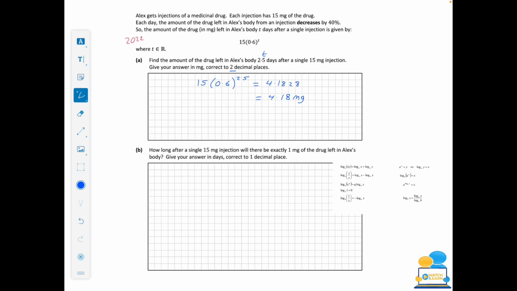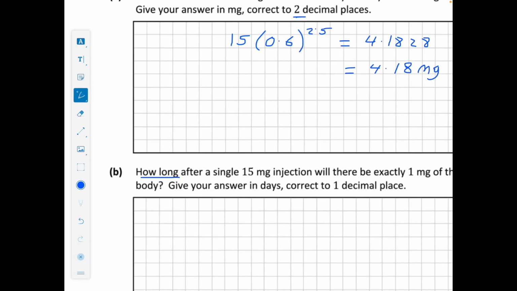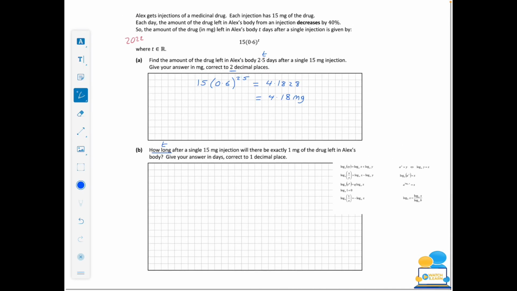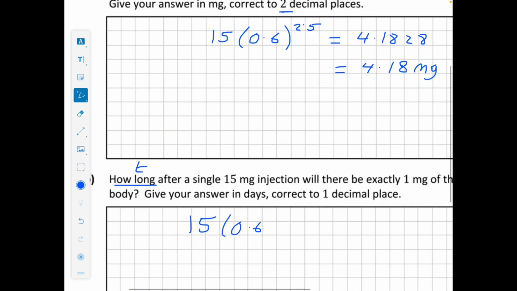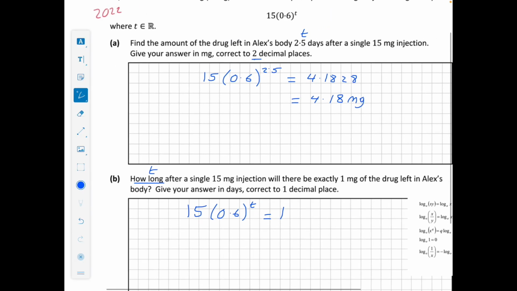Now, the next part is going to involve a little bit more work, as you'd expect, because you're moving from part A to part B. So after a single 15 milligram injection, how long is the key bit there. How long means we're looking for t, time. How long after a single 15 milligram injection will there be exactly 1 milligram of the drug left in Alex's body? So we have our formula, 15 multiplied by 0.6 to the power of t, and we want that to equal 1. We're looking for t.